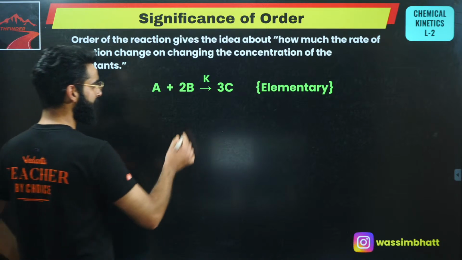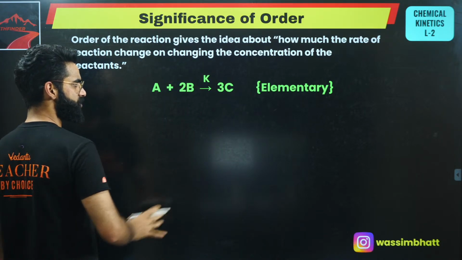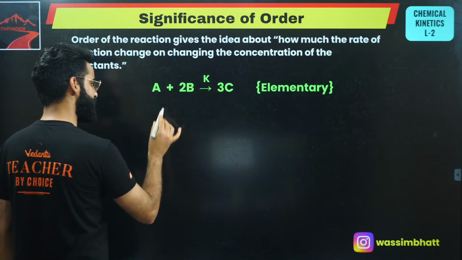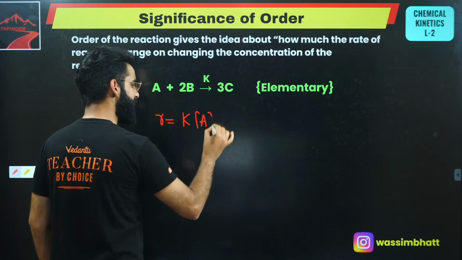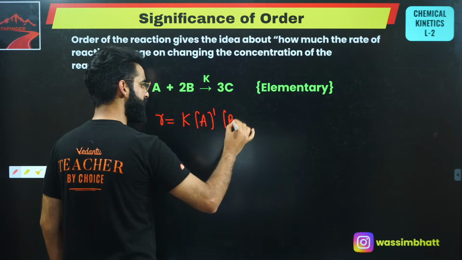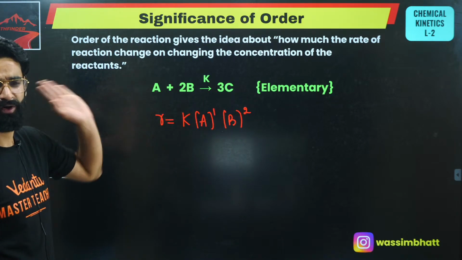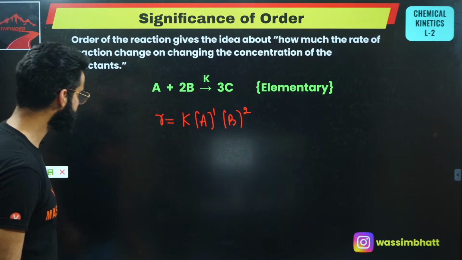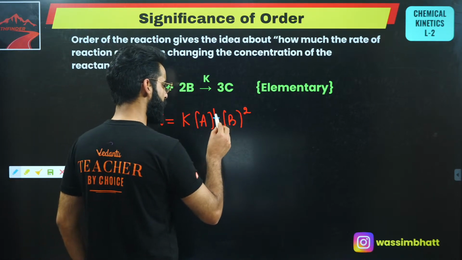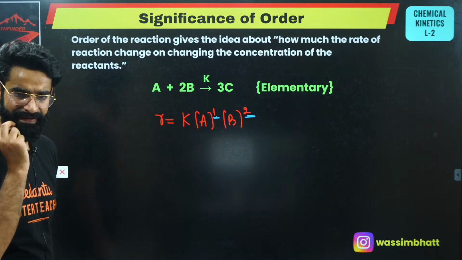For example, see, if this is an elementary reaction, its law of mass action will be equal to its rate law, right? I can write the rate law directly as R is equal to K, [A] raised to the power 1, [B] raised to the power 2, because for an elementary reaction, rate law is equal to law of mass action, correct? Now we will understand. What is this 1? 1 is the order of reaction with respect to A, 2 is the order of reaction with respect to B, correct?